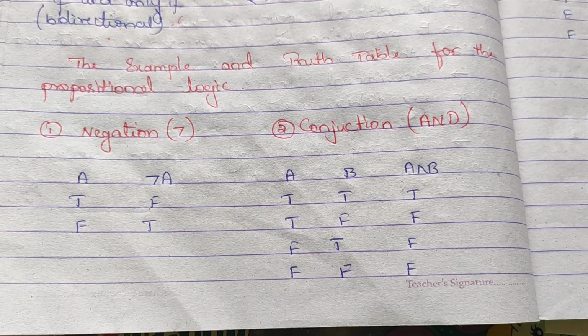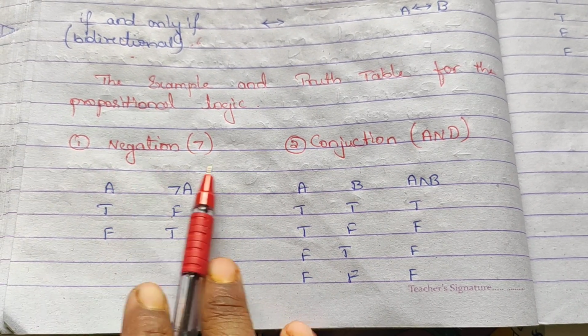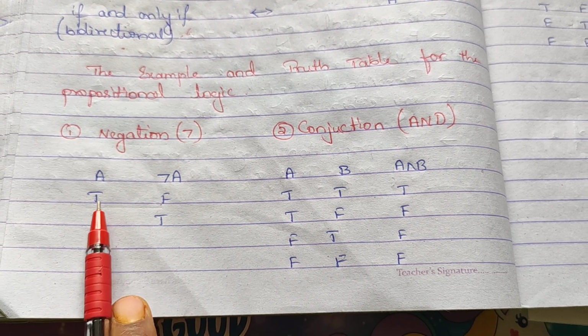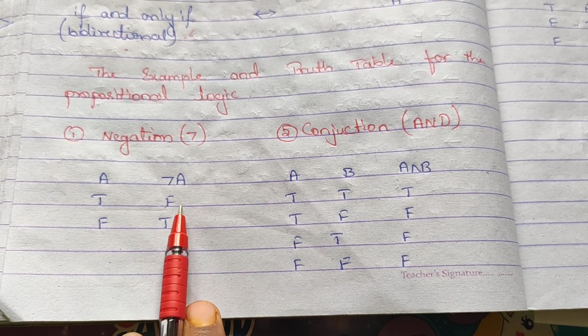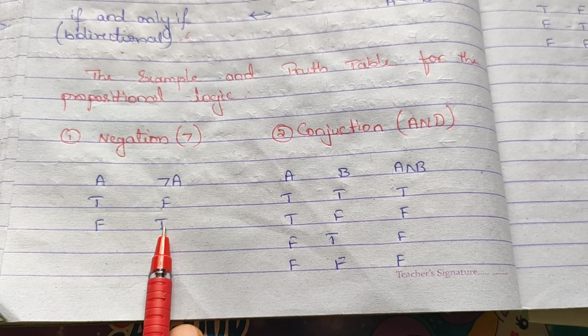Sorry for the disturbance. This is a continuation of the last video. Negation will be like this. What is the symbol of negation? Negation means if the input is true, it will give false. Negation of that is false. If the input is false, the output will be true.